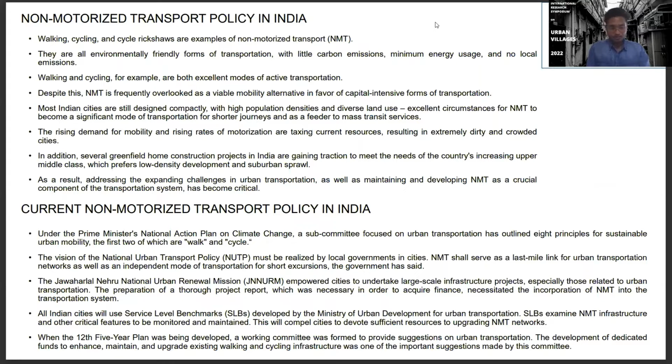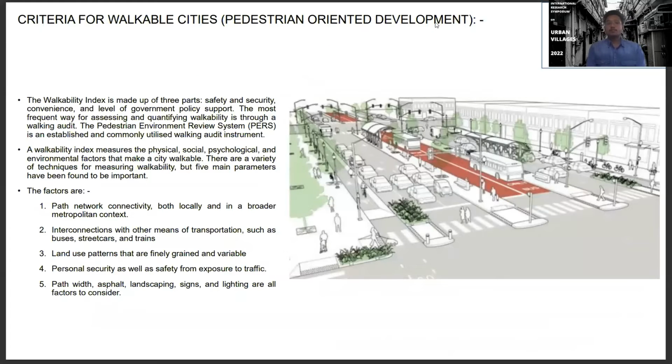When the 12th five-year plan was being developed, the working committee that formed provided suggestions on urban transportation. The development of dedicated funds to enhance, maintain and upgrade existing walking and cycling infrastructure was one of the most important suggestions made by this committee. Now, the criteria for walkable cities: walkability is basically made up of three parts, that is safety, security, convenience, and level of government support is also needed.